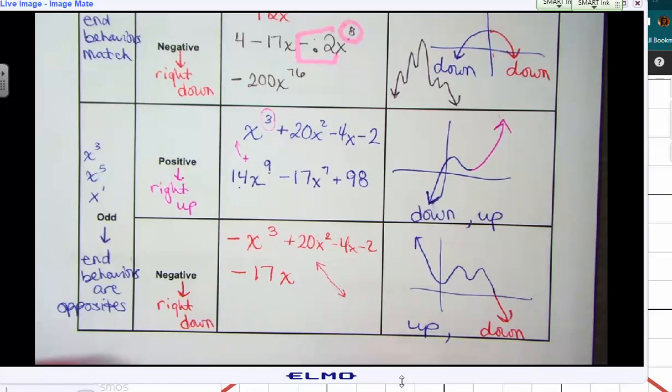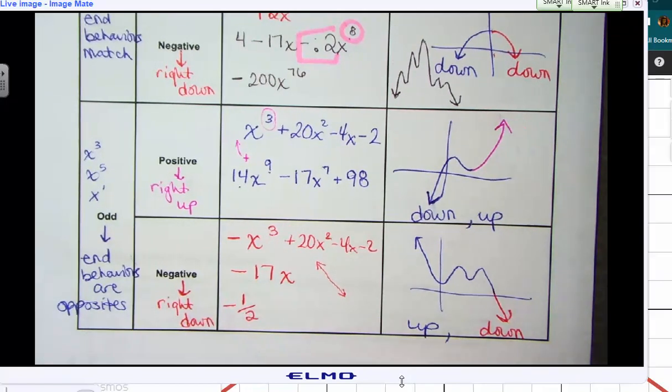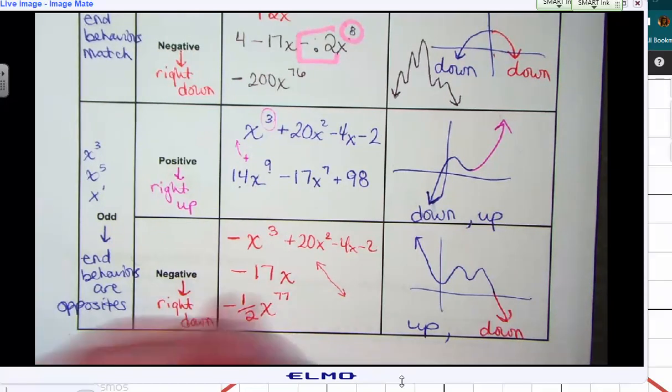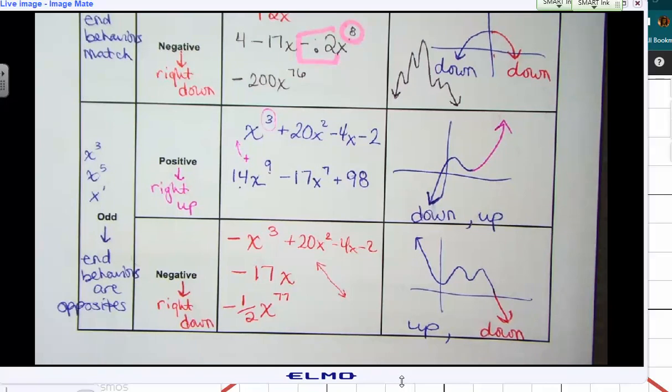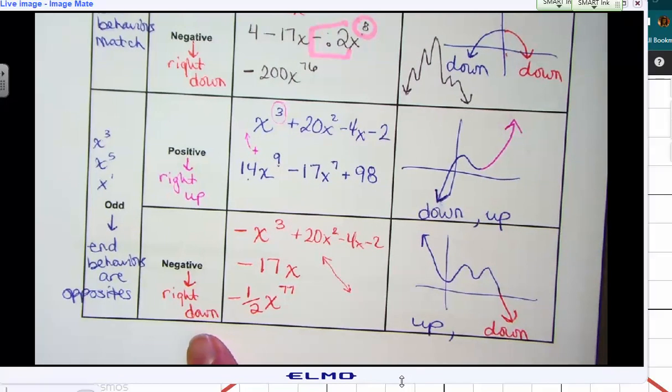And any other kind of weird, wacky number, we could do a fraction like negative 1/2 x to the 77th power. Anything else that's happening doesn't matter. We're looking for just the highest degree and the leading coefficient. Okay.